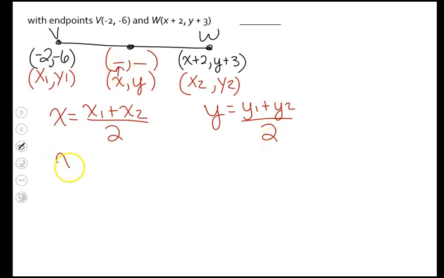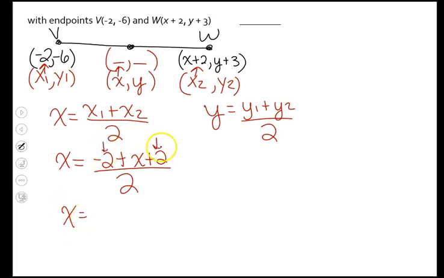And let's solve for the unknown. x is unknown, so that's what we will be solving for. x1 is -2. x2 is x plus 2, all over 2. When I combine like terms, -2 and +2 are 0, so I'm left with x. So x is x over 2. The x coordinate is x over 2.